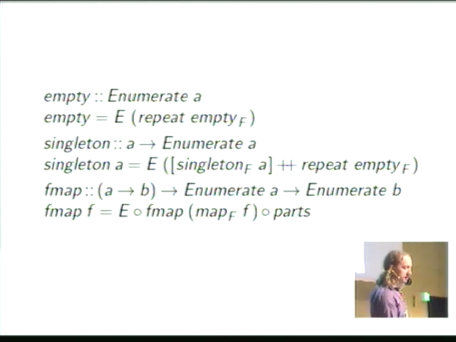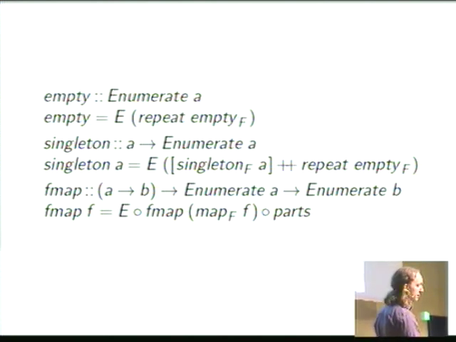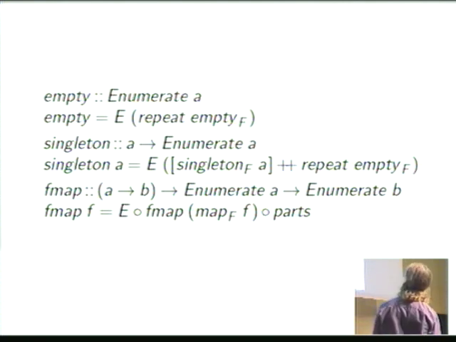So for simplicity, we use infinite lists everywhere here. In the paper, you can see how we deal more gracefully with finite enumerations. So this gives the following short definitions for three of the five basic enumerations, right? Empty, singleton, and map. Nothing difficult here, am I right?